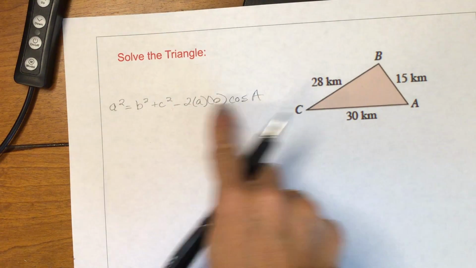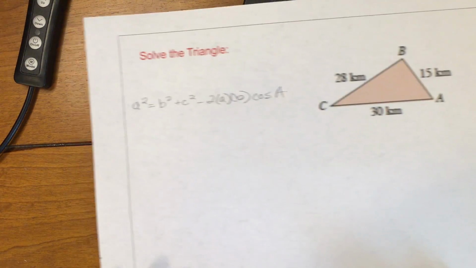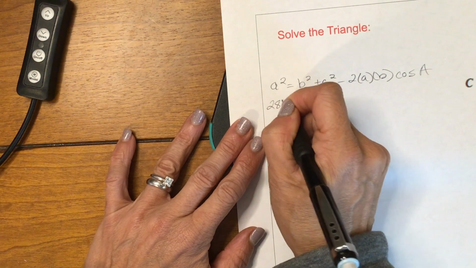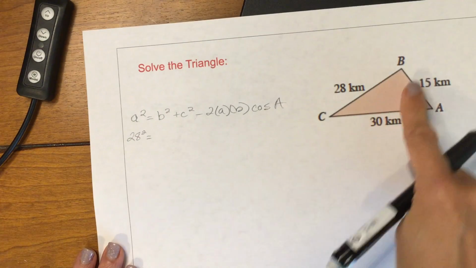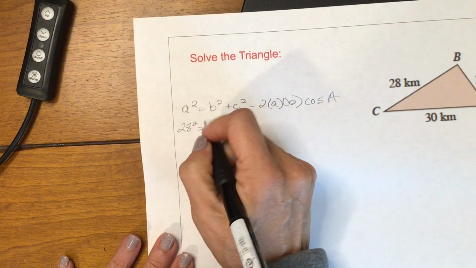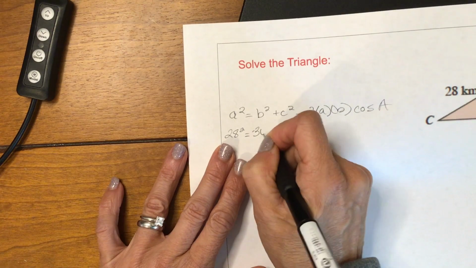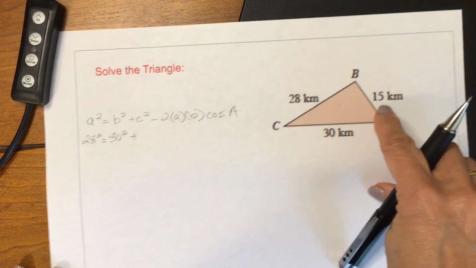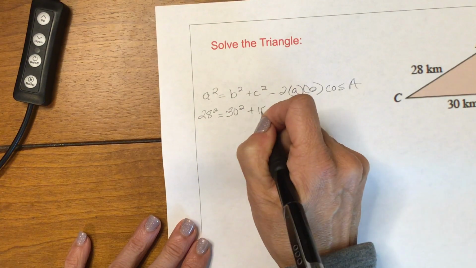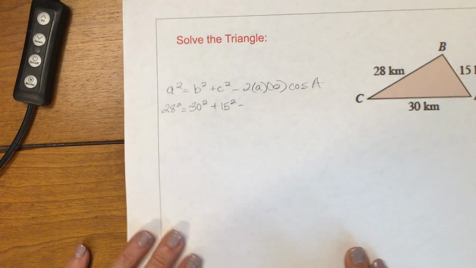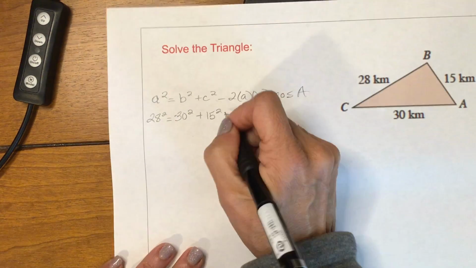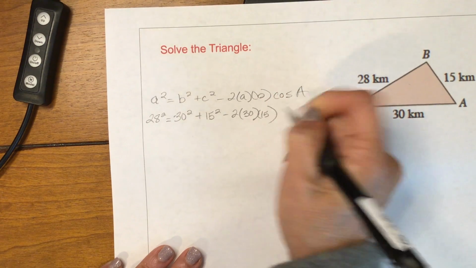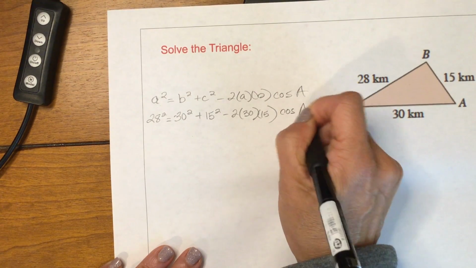And unfortunately, that's everything but cosine of A. So we know a squared, so we have 28 squared. And we know b squared is 30 squared. And c squared is 15 squared. So then I have minus 2 times 30 times 15 times cosine of A.